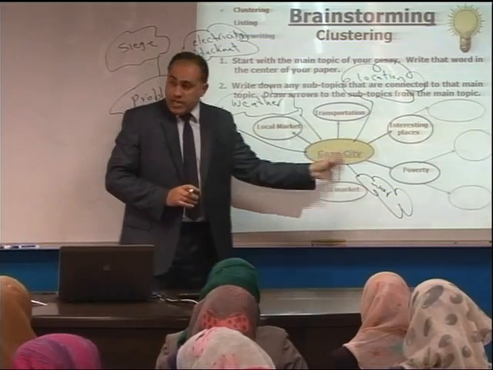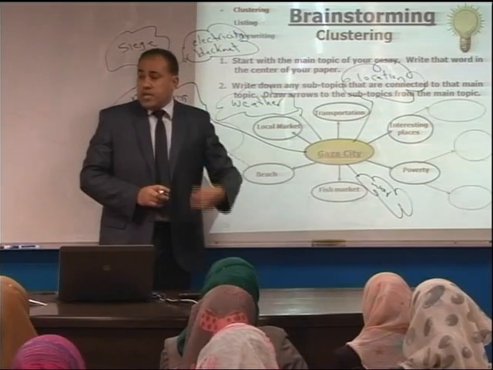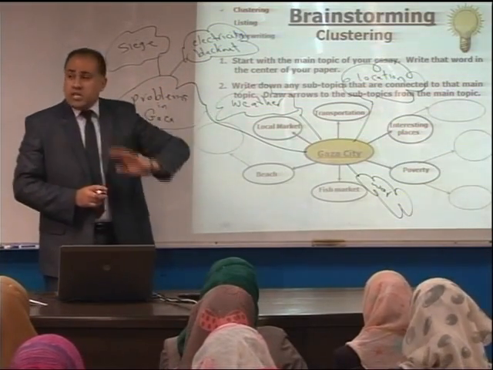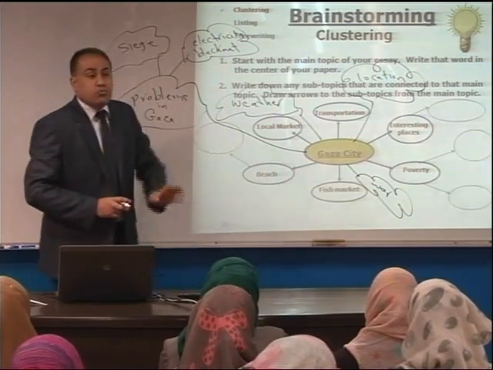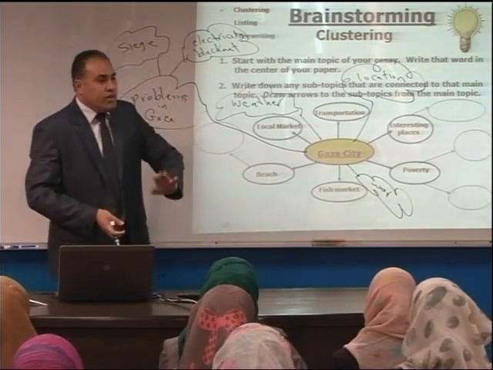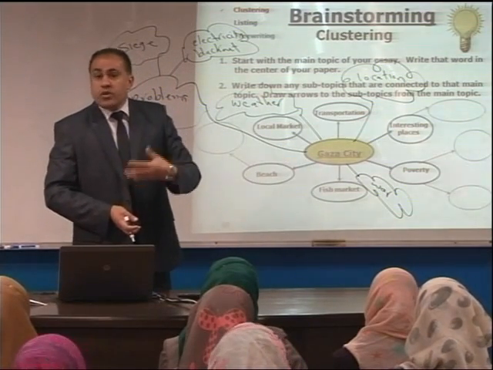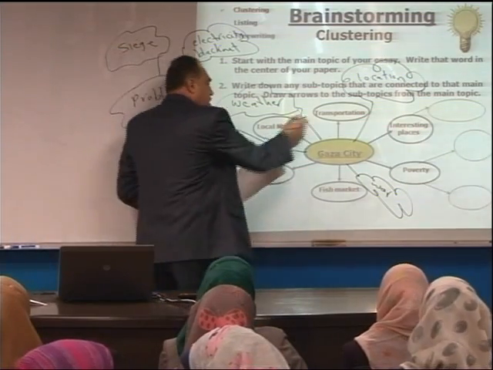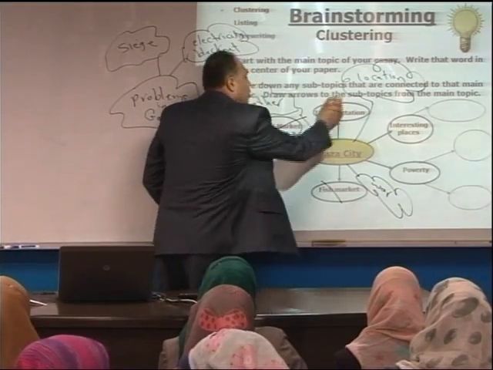So here, what we did is generate as many ideas about this topic as possible. The next stage would be to say, well, I have too many things that I can write about, but I'm not going to write about everything. It's impossible. So we start crossing out the things that we don't want to write about and include the things that we do write about. For instance, I don't need to talk about the local market, or the beach, or the fish market, or transportation.